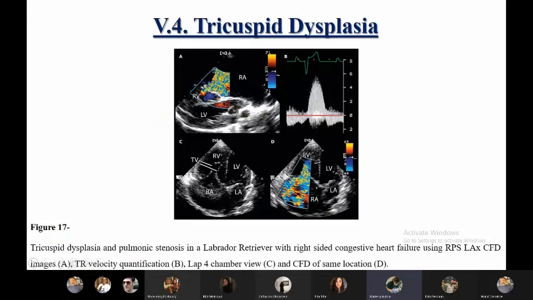In B, this regurgitation was quantified, and as you can see here, it is actually 5 meters per second, which is really crazy high velocity. This 5 meters per second translates in pressure to 4 times 5 squared, so 100 millimeters Hg, which is a very high pressure, incompatible with a normal right ventricular pressure. So there is abnormal right ventricular pressure, which is, in this case, due to the pulmonic stenosis.